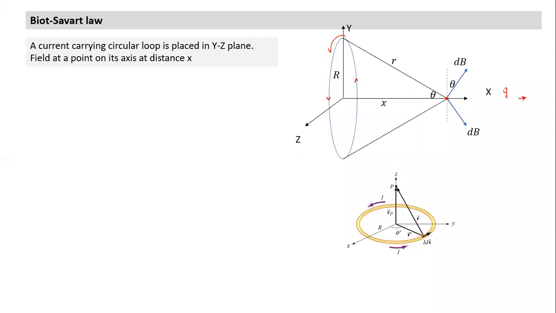Suppose, before we get started, I take a small element here. This is the small element, and this is its direction. At which point do I want to find the field? I want to find the field at this point. So where is the angle theta? I need to connect r. The r vector is this here. So this is the dl vector along the tangent to the circle, and the r vector is running like this.